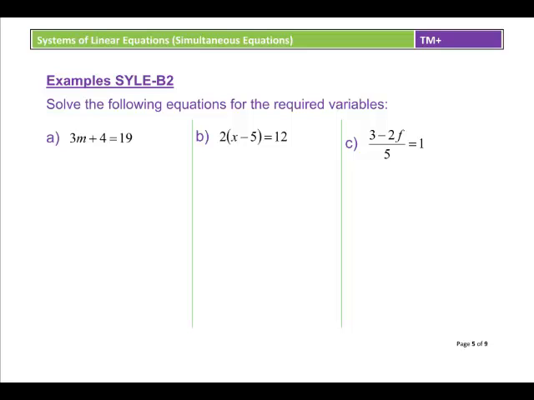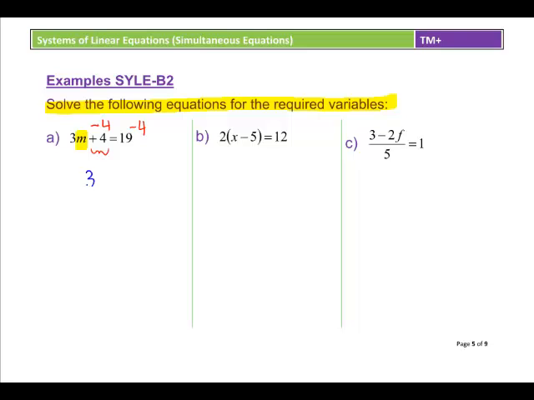It says to solve the following equations for the required variables. Now, in the first equation here, our unknown is m. What's happening to the m? The m is being multiplied by 3, and then 4 is being added, and the answer is 19. So the last thing that happens to the m is this plus 4, so we need to get rid of that first. The opposite of adding 4 is taking 4, so we're going to take 4 from both sides.